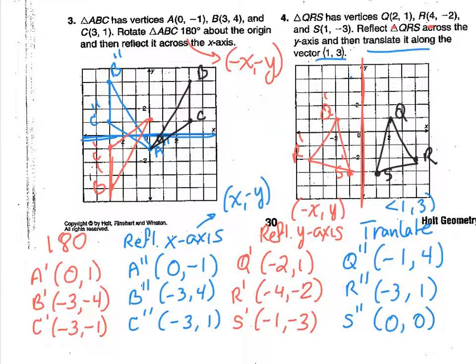And now let's plot those points. Negative 1, 4. And then make sure you label that Q double prime. R prime is negative 3, 1. This is R double prime. And S double prime is 0, 0. Then you connect the points. So all of these points were translated 1 unit to the right, 3 units up. So this is the final transformation. And that's it. Okay? So you always use the previous transformation that you just did. Any questions about this?